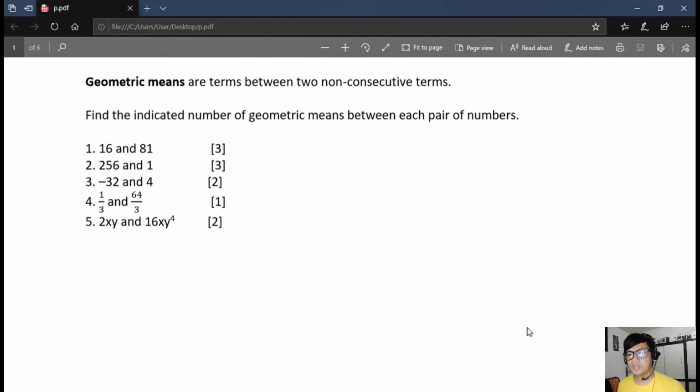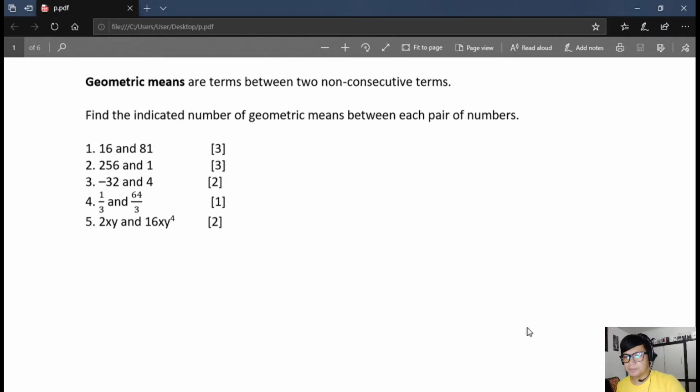We will continue discussing what was cut off in the other video, which is the geometric means. The same with arithmetic sequence, which has arithmetic means, the geometric sequence also has what we call geometric means. So these geometric means are terms between two non-consecutive terms.